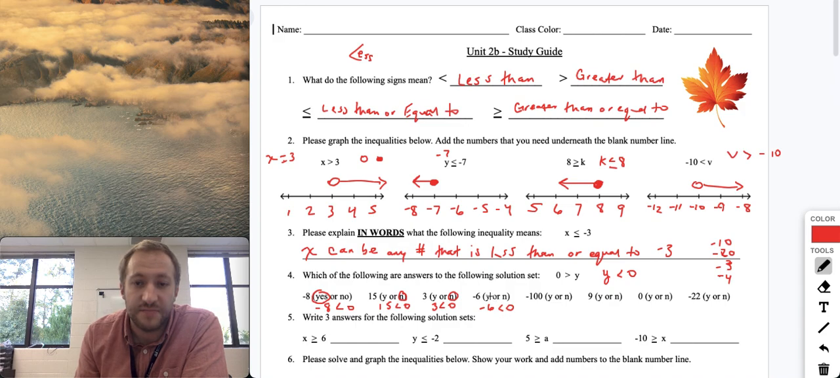Is that true? Yes, it is true. Negative 100 is less than 0. Is that true? Yeah, it is. Again, these take a second to think about. Don't try and rush them.